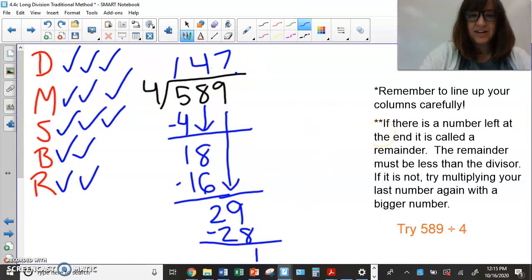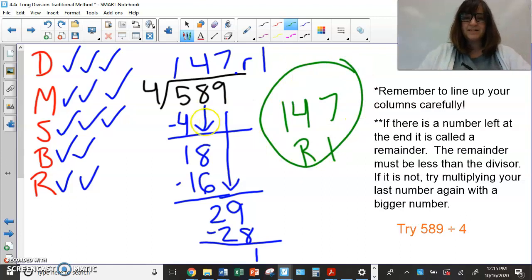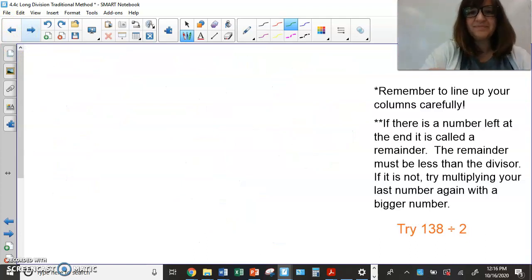So my answer is 147 remainder 1, which you might write with the word remainder, you might write it with the letter, a big capital R or a lowercase r. But that means 589 can be divided by 4 into groups of 147 evenly with 1 left over at the end. Let's try some more.